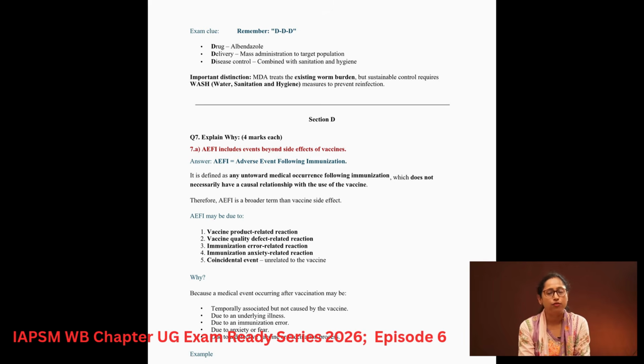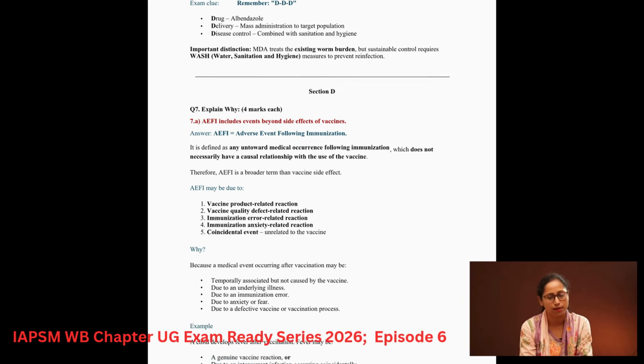It may be due to 5 things. Number 1, vaccine product related reaction. Number 2, vaccine quality defect related reaction. Number 3, immunization error related reaction. Number 4, immunization anxiety related, or 5th, that is coincidental event which is unrelated to the vaccine.